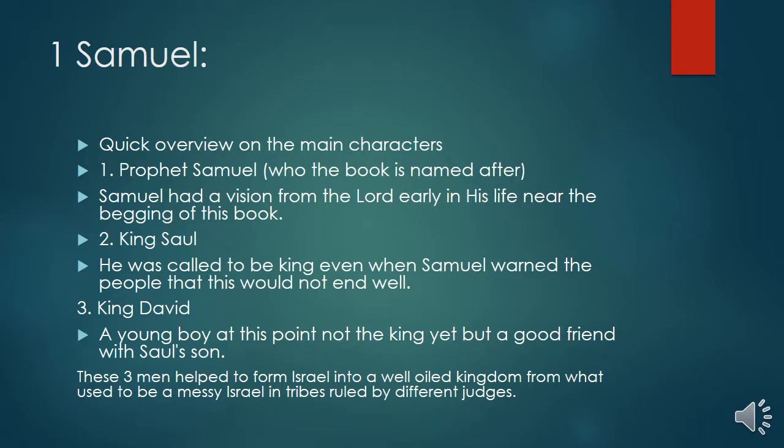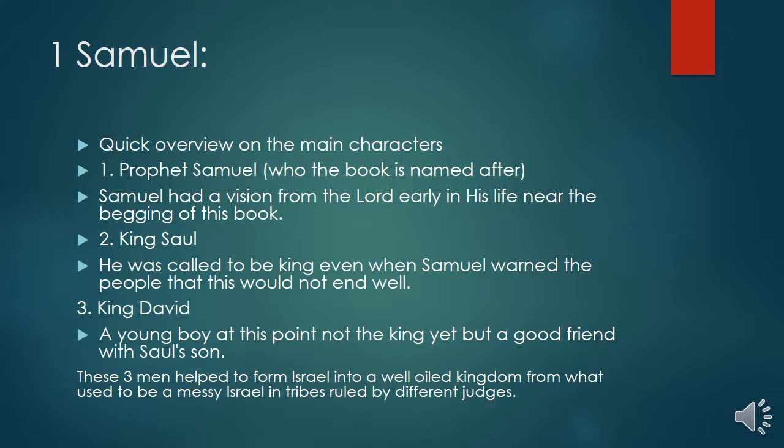Saul was called to be king even when Samuel warned the people that this would not end well. So Samuel knew that a king was not what the people needed at that time, but God said to Samuel, hey, appoint them their king, and they're going to learn through this situation. So Saul's the king that is appointed.